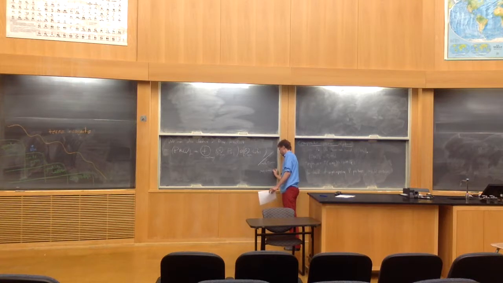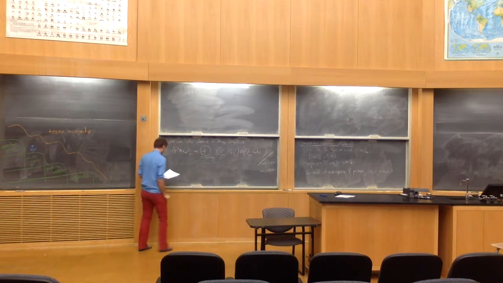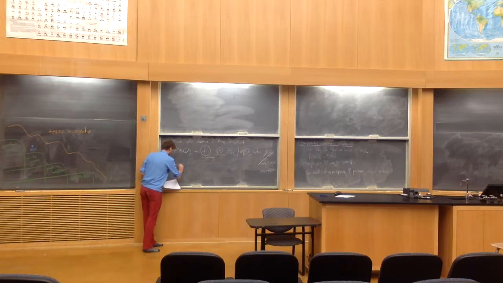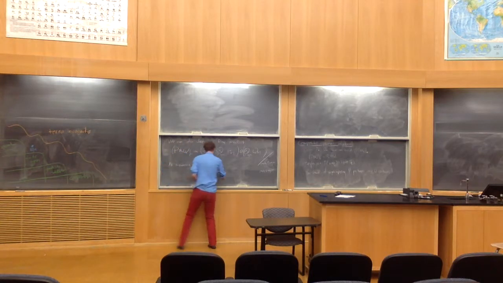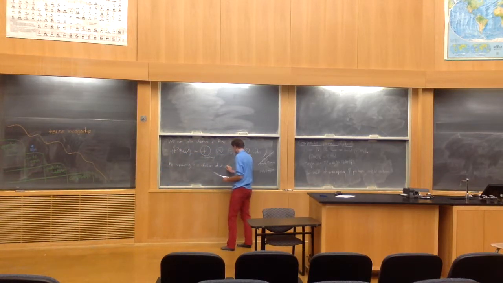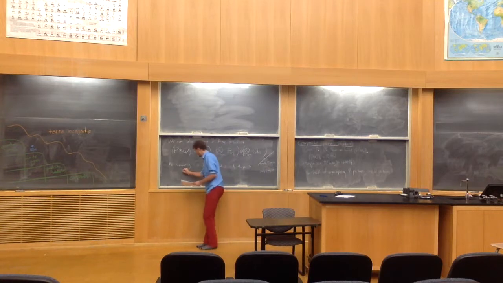So let me now say exactly what a painting is, and I'll give them the definition. So in particular, an N painting is a division of a disk with four endpoints on the boundary, and those points already come labeled.